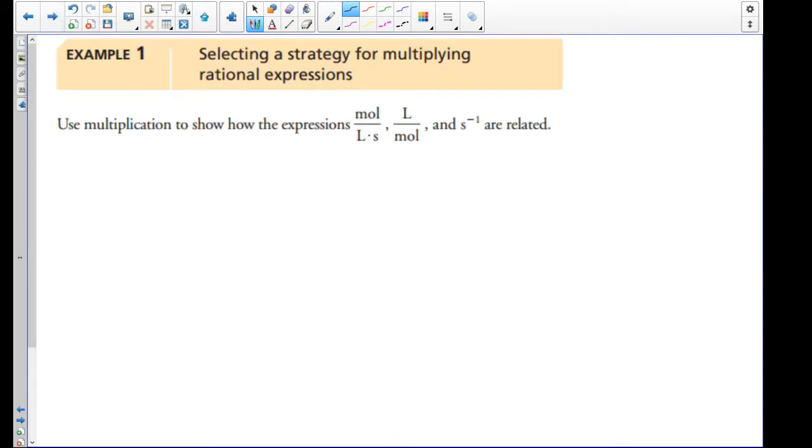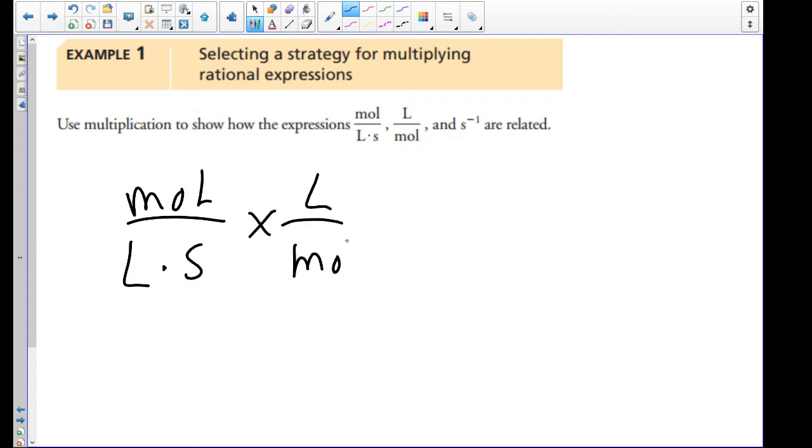So, using multiplication to show the expression that moles over liter second and liter per mole is equal to s to the minus 1. So if we take moles over liters per second and we multiply it by liters over mole, let's see what we get there.